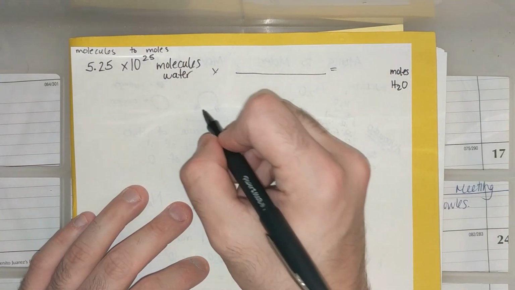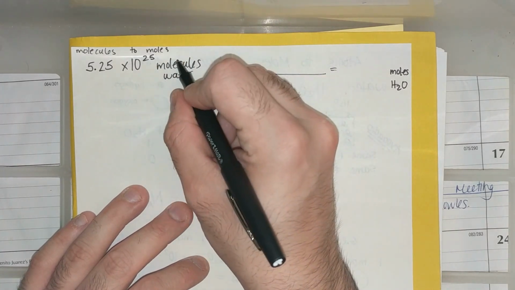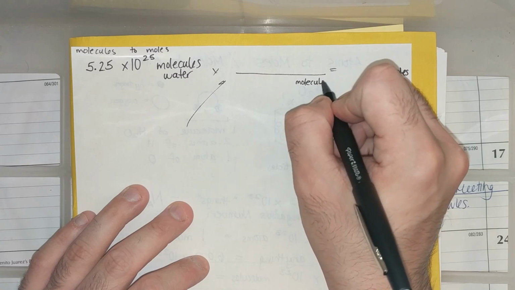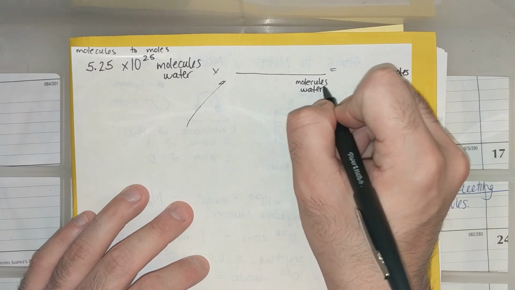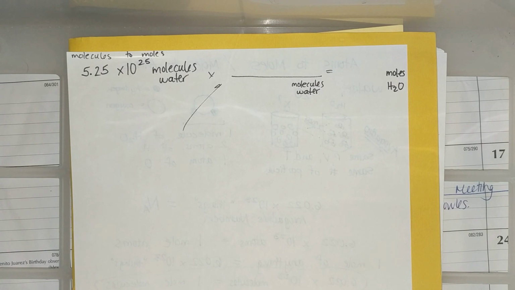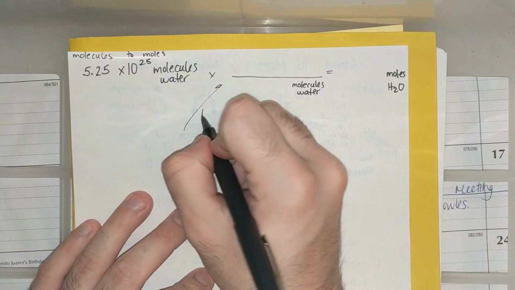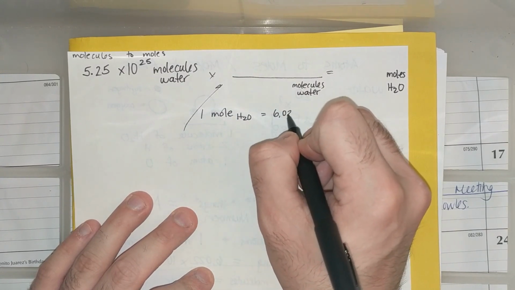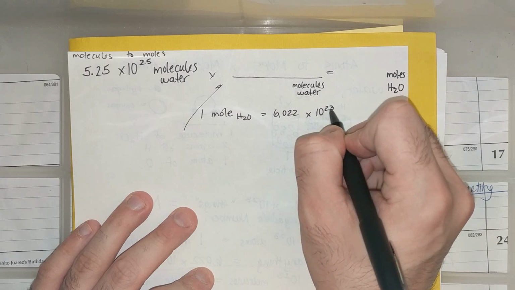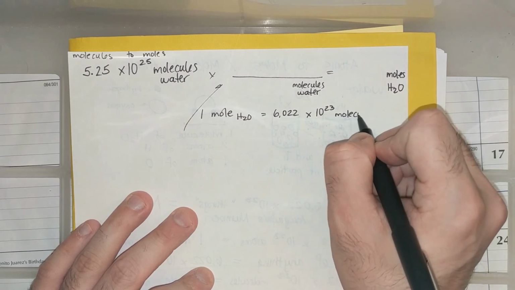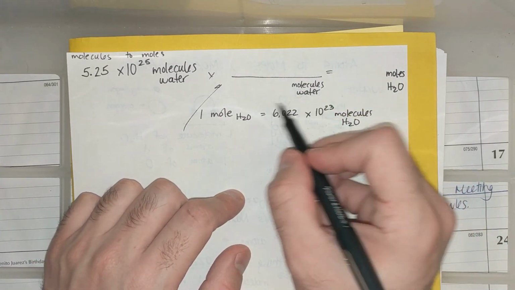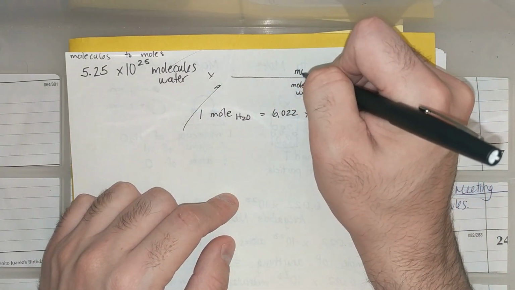What's my relationship again? Now, I know that I want molecules of water in my denominator here. I want that unit to cancel out. And again, what is the only relationship right now that relates molecules of water to moles? 1 mole of H2O is equal to 6.022 times 10 to the 23rd molecules of H2O. Now my molecules is on the bottom. I want moles, so I put moles on top.